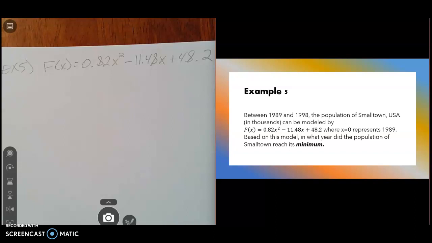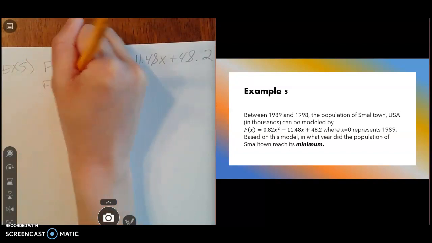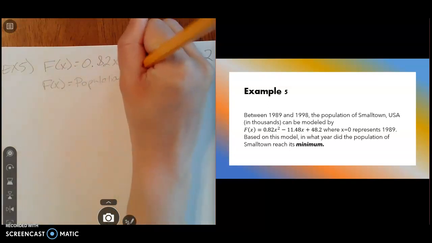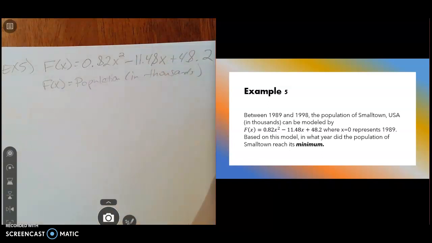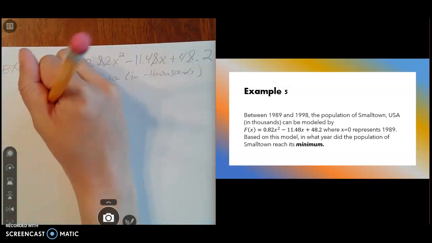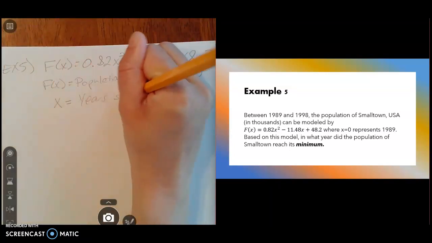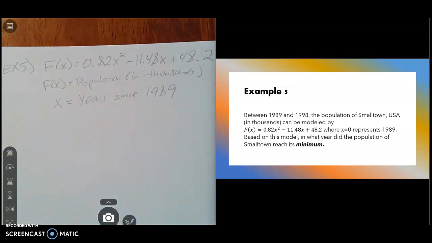All right, and just letting us know here, the f of x is going to be our population in thousands. And x equals 0 represents 1989. So basically, those x's are going to be the years since 1989. So like x equals 1 would be 1 year later, which would be 1990. X equals 2 would be 2 years later, 1991. Okay, so that's what that means.